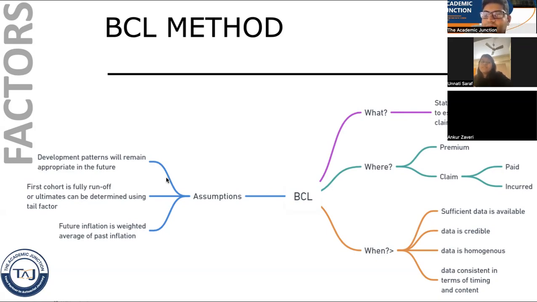Where can it be applied? It can be applied on claims data and premium data, by the way. You can apply BCL on premium data as well, because premiums also have earning patterns, which means you can split it into development periods, right? So you can apply it on premium data, you can apply it on claims data, and within claims data, you can apply it on both paid and incurred claims. So you have paid triangles, you have incurred triangles. You have incremental triangles and you have cumulative triangles, like you mentioned, right?